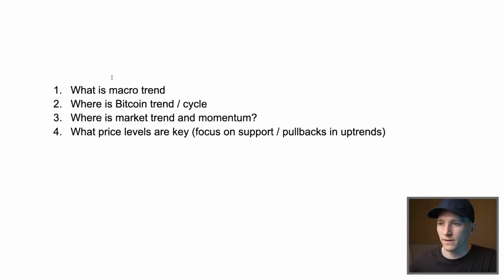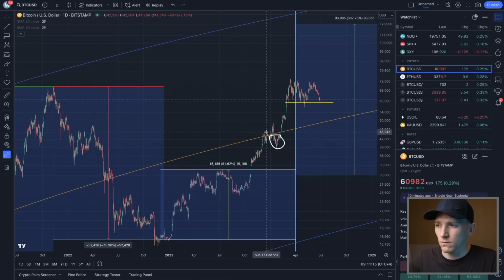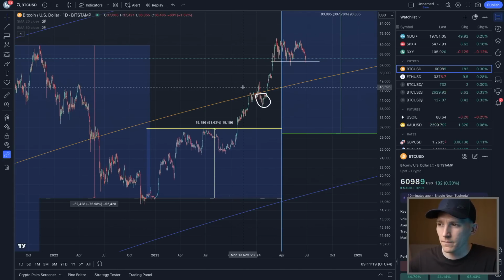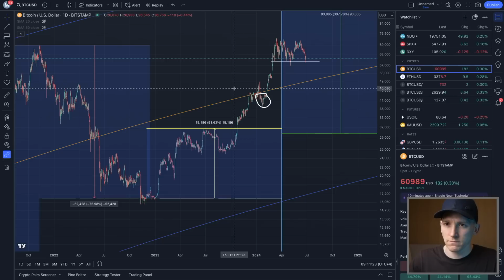So we'll look again, what is the macro trend? What's the Bitcoin cycle and the market trend? So we're actually at this price here. We've just had the Bitcoin ETF, which is the biggest event in Bitcoin's history, maybe, in terms of institutional flows. And look, out the gate it had a bit of selling from the Grayscale Bitcoin Trust fund. So that was selling, but you had some buyers.